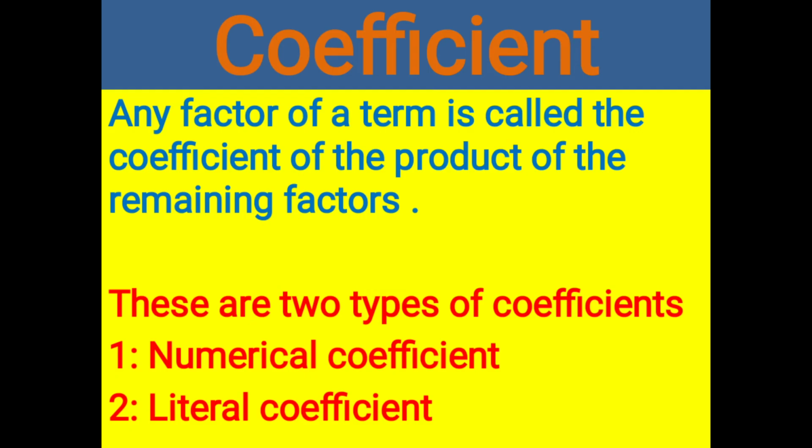What are coefficients? Any factor of a term is called the coefficient of the product of the remaining factors. There are two types of coefficients. First is the numerical coefficient and second is the literal coefficient.